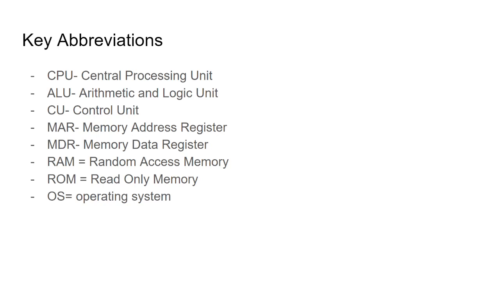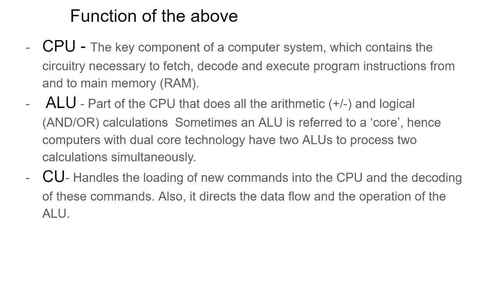Before we get started, these are some key terminologies, or key abbreviations, you will need to know: CPU, ALU, CU, MAR, MDR, RAM, ROM, and OS. These are important abbreviations which you need to know. Now let's get started. What is a CPU?